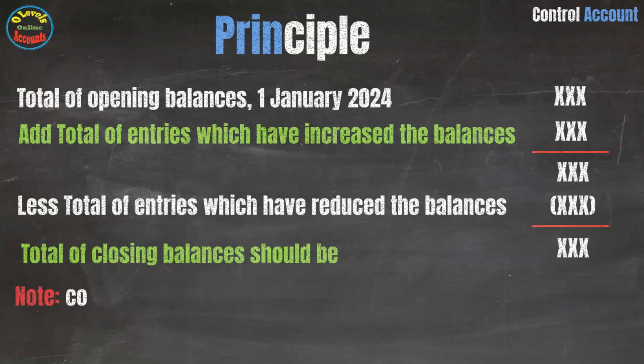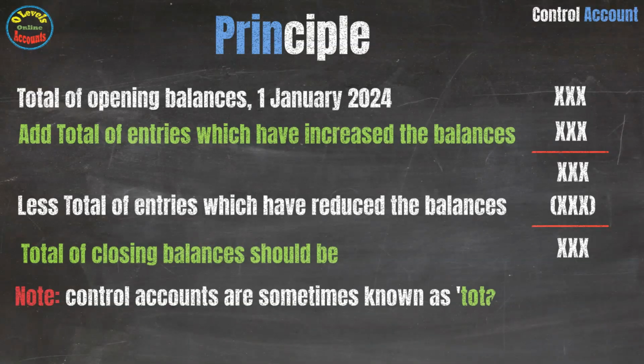An important note is that control accounts are sometimes known as total accounts. Thus, a control account for a sales ledger could be known as either a sales ledger control account or as a total accounts receivable account. Similarly, a control account for a purchases ledger could be known either as a purchases ledger control account or as a total accounts payable account.